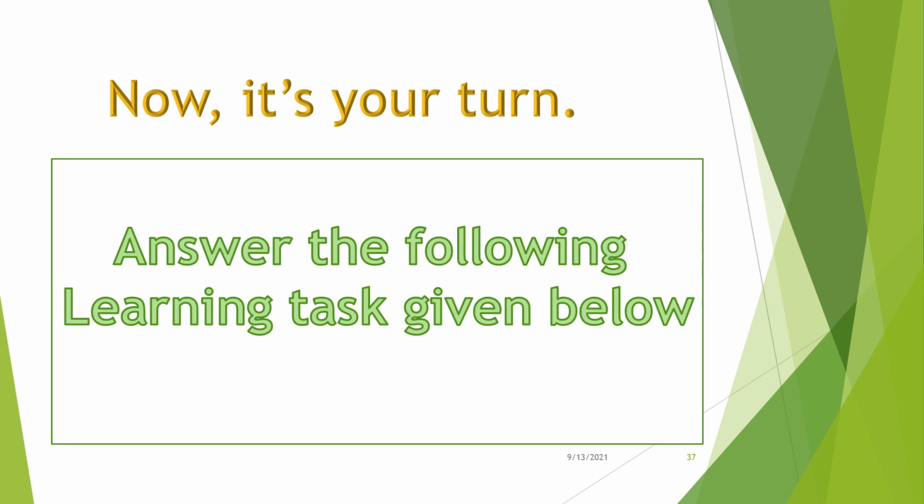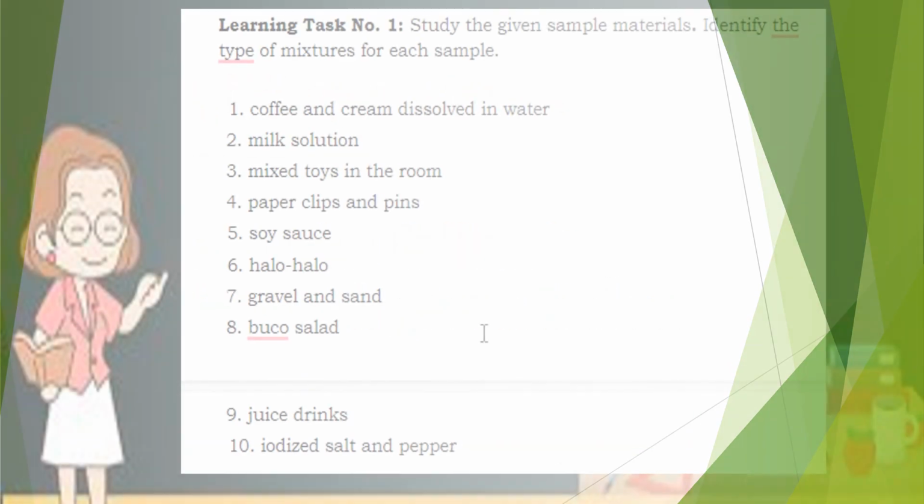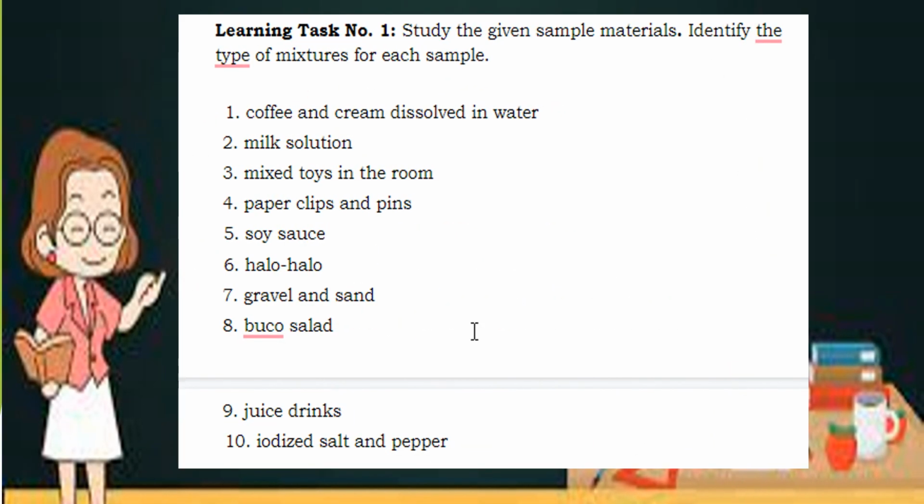Now it's your turn. Answer the following learning tasks given below. For learning task 1, study the given sample materials. Identify the type of mixture for each sample. For 1 to 10, you're going to answer homogeneous or heterogeneous only.